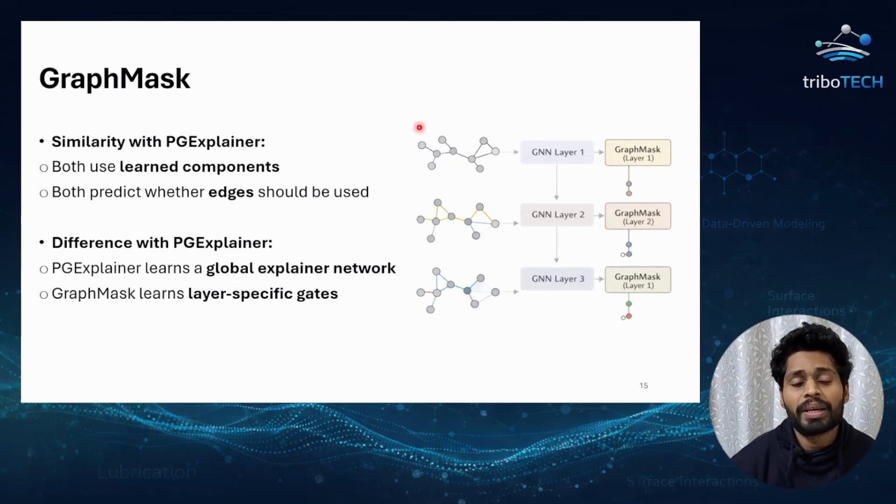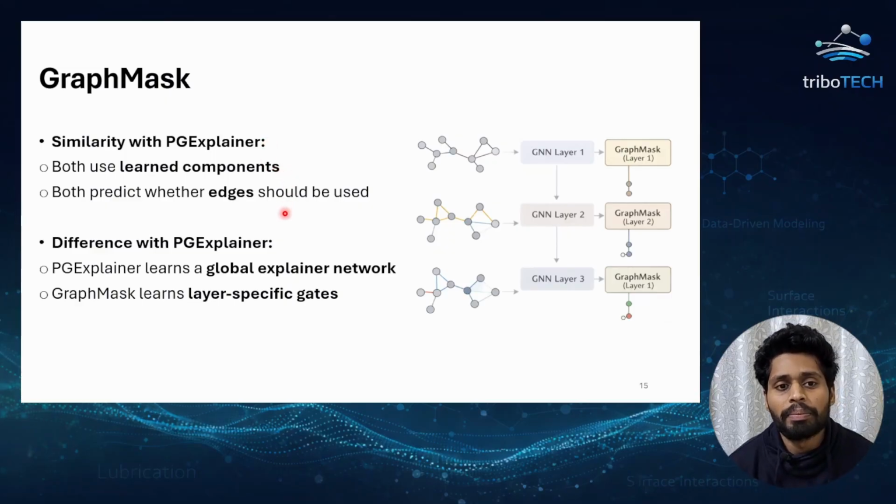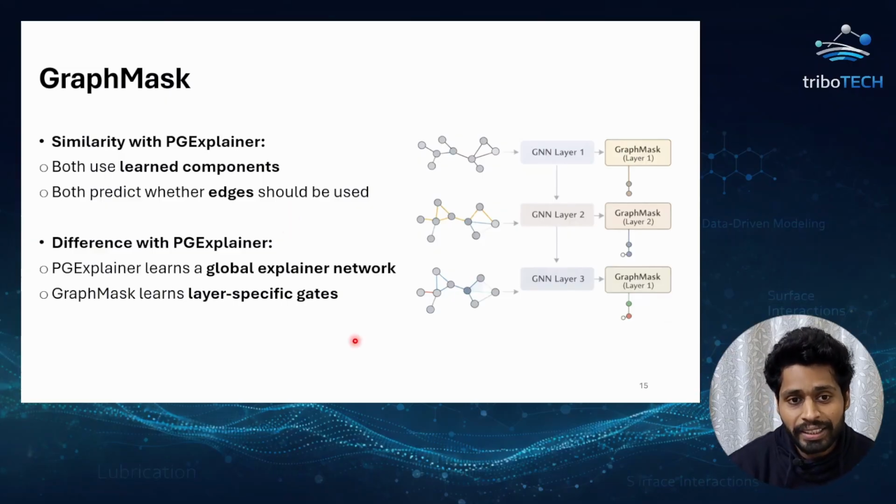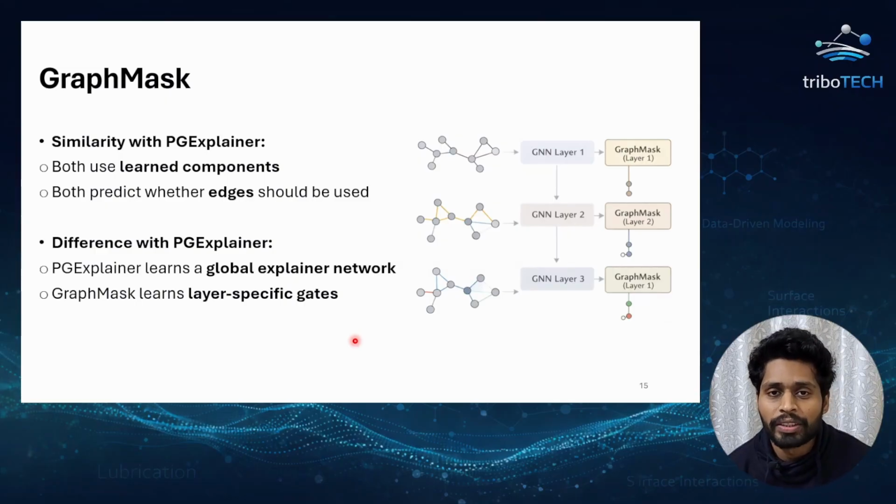Now, GraphMask is similar to PGExplainer in many ways. They both use neural networks and they both predict edges and not node features. But the difference between the two is that PGExplainer is interested in the whole model globally, whereas GraphMask is interested in each layer. So it's more like a diagnostic tool, right?